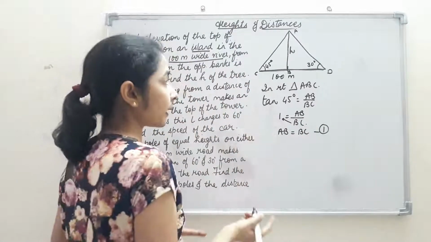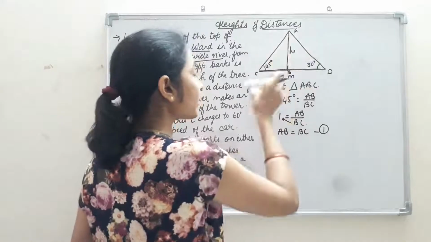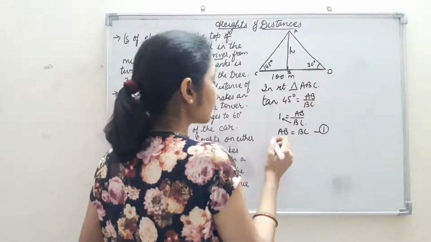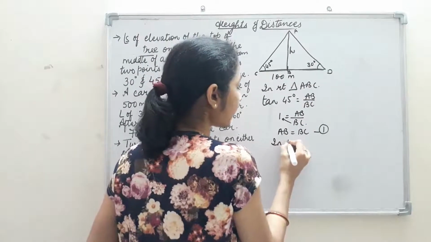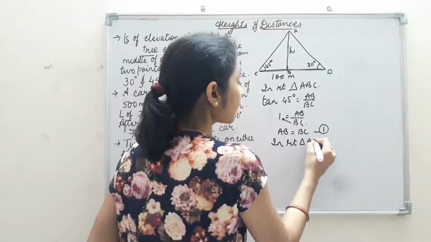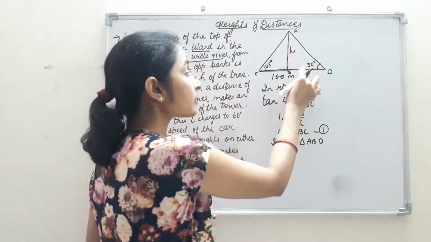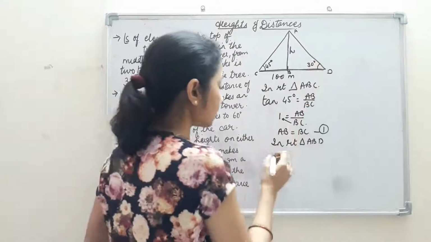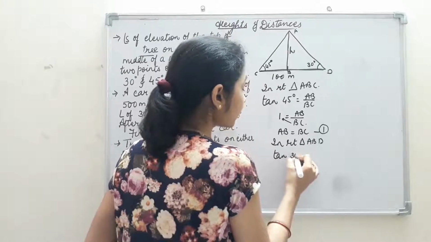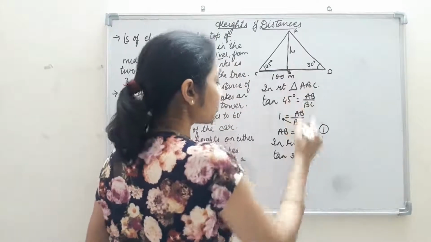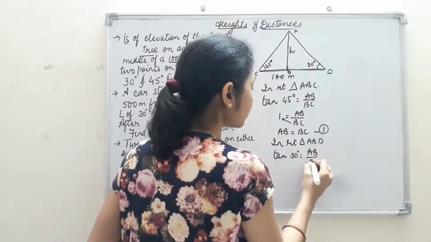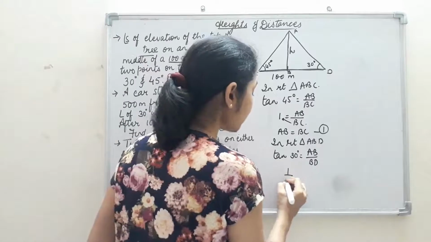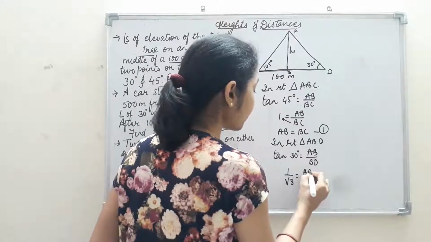Now we take the other triangle. We can't take the whole triangle together because we need to take a right angle triangle. So taking the other right angle triangle, triangle ABD, in right triangle ABD, again height and distance is concerned. So I'll take tan theta again, and theta here is 30 degree. So tan 30 degree is equal to AB upon BD. Now tan 30 degree is equal to 1 upon root 3, so 1 upon root 3 is equal to AB upon BD.